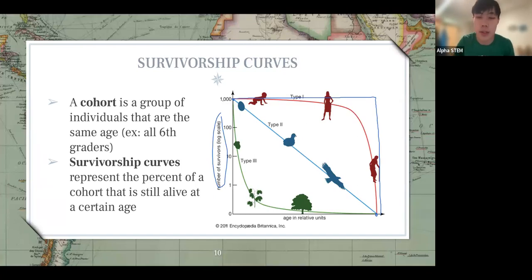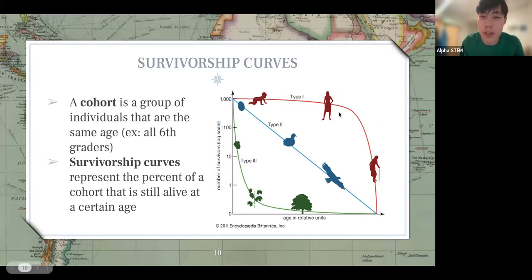What this corresponds to for type 1 is that most of the death is later in life, whereas for type 3, most of the death is early in life, and those who survive past adolescence generally live a long time. And for type 2, it means that the death rate is constant no matter where you are in life.